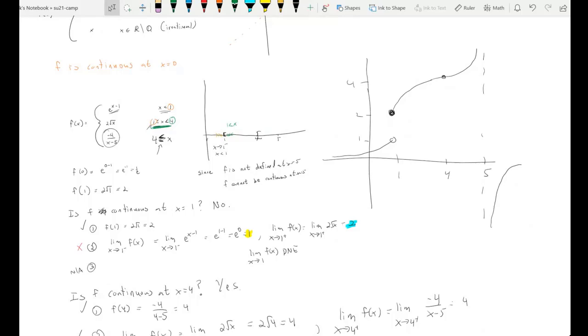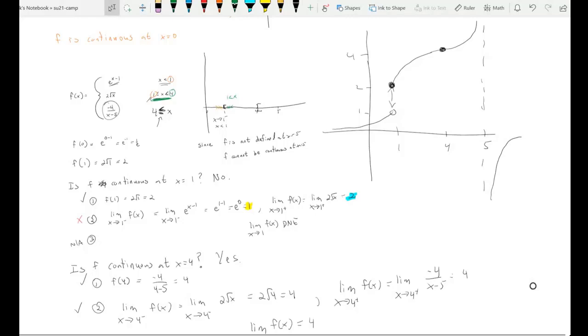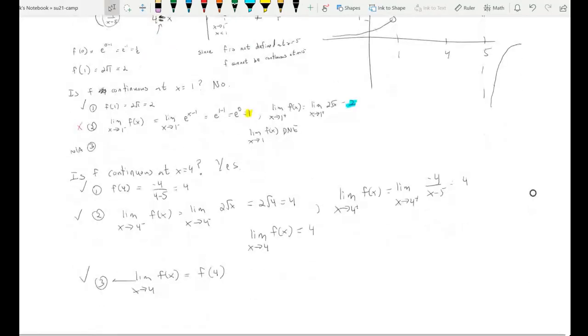So notice the jump discontinuity here. Notice that our graph is connected at x equals 4, so continuous, like we concluded. And then we have a vertical asymptote at x equals 5. But our function is not defined at 5, since it's discontinuous there. All right.